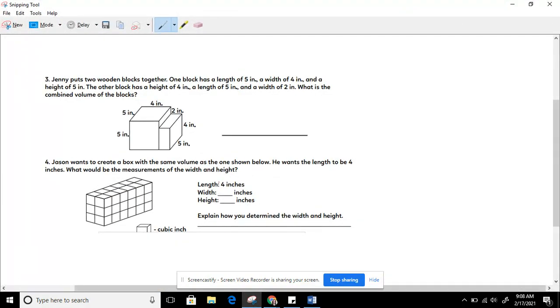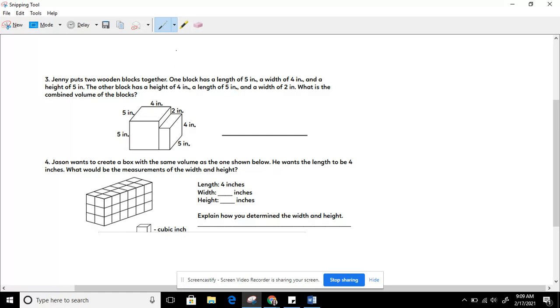Okay, so number 3, it says Jenny puts 2 wooden blocks together. One block has a length of 5 inches, a width of 4 inches, and a height of 5 inches. The other block has a height of 4 inches, a length of 5 inches, and a width of 2 inches. What is the combined volume of the blocks? So here you're going to need to find the volume of the 2 blocks and then add them together.